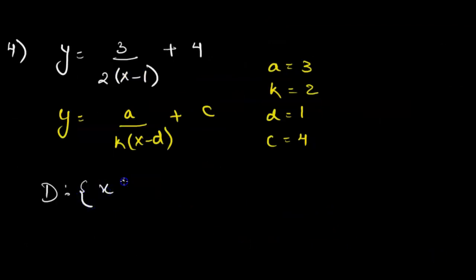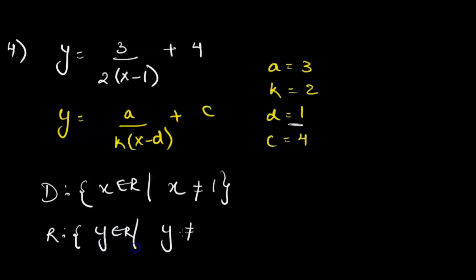Domain is x ∈ R, where there is a small change here: we would not put a greater than or less than or equal to sign. We would put a not equal to sign. But the value here is going to be decided by d only, and that is x is not equal to 1. Similarly, range is y ∈ R, where y is not equal to c. And this is the only change in reciprocal functions. Everywhere else, it's the same rule that we have been following.